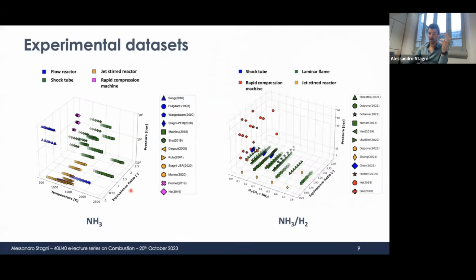So the first step was a literature collection of a huge amount of data. And this is a chart, on the left side, regarding a series of data sets that we collected over the years for ammonia oxidation experiments. While on the right side, you have the same for ammonia-hydrogen, with a different coordinate, which includes, in this case, the blending ratio. And one of the most critical conditions was pure ammonia in low temperature and, as I said, very lean conditions. So we decided to start further experiments in these conditions.